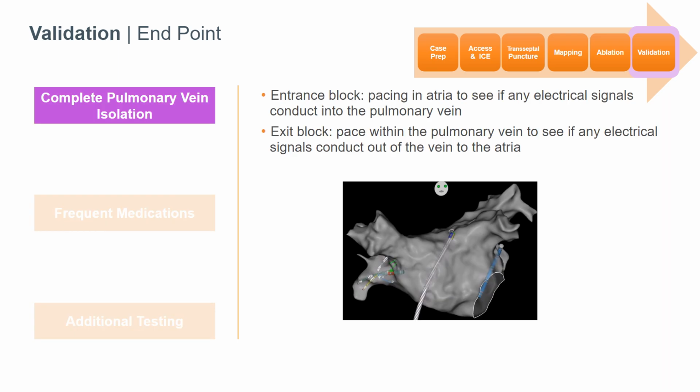In order to confirm the goal of complete pulmonary vein isolation, pacing maneuvers may be performed to test for entrance and exit conduction block. Pacing is typically done with one catheter placed inside the pulmonary vein and another placed in the atrium to watch for capture of signal entering or exiting the pulmonary vein.